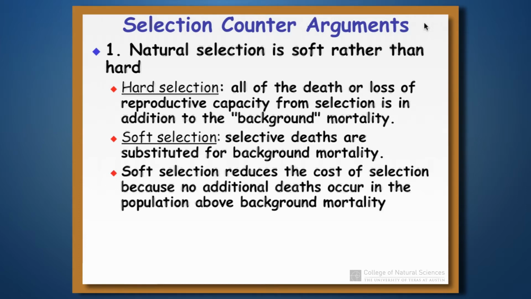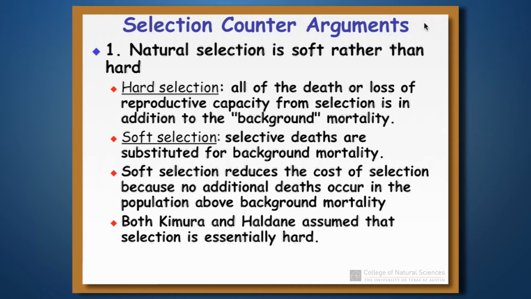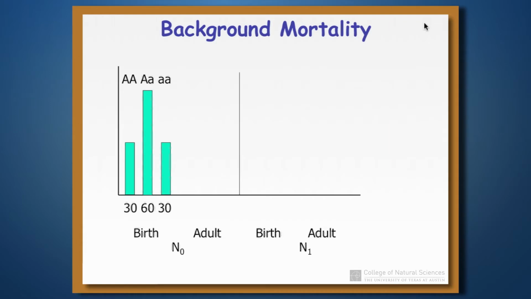The importance of this is that soft selection reduces the cost of selection that we've talked about previously. And the reason is no additional deaths occur in the population above the background mortality. So selection is not imposing an additional reproductive burden on the population. And Kimura and Haldane had assumed when they talked about the way the cost of selection would work, that selection would be hard selection, not soft. All right, so what do we mean by this so that we can make sense of it?